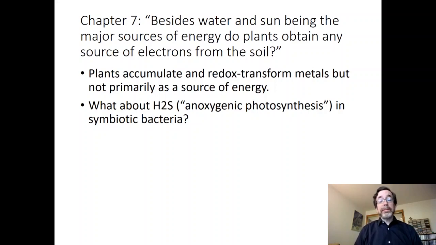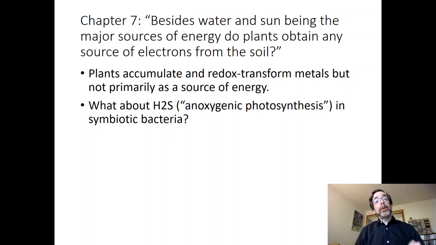And so this got me thinking, and this is my best answer to it. We know that they accumulate metals, and then they can redox transform those metals. But they appear to do this in response to the metals being toxic, the metals acting as metals, and they don't appear to harvest electrons from it. Again, once you can pull electrons off of water, all you need is an abundant source of light, and then you have an abundant source of electrons.